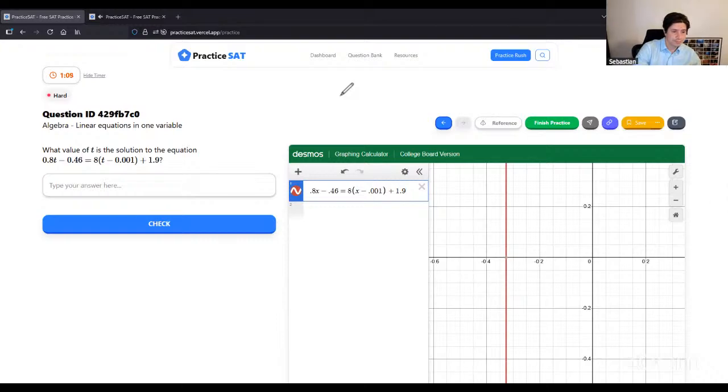So I'm gonna do 0.8t minus 0.46 equals 8t minus 0.008 plus 1.9. So I'm gonna subtract the 8t. I'm gonna get 7.2t. This is gonna become plus 1.892, I believe. Let's check that.